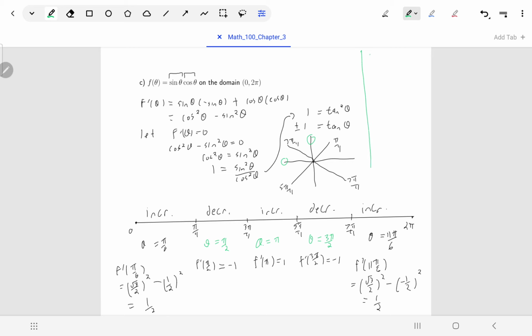If I wanted to write it over here on the side, I could say, where are we increasing? There are 3 different intervals. We've got from 0 to pi over 4. We have from 3 pi over 4 to 5 pi over 4. And then we also have from 7 pi over 4 to 2 pi. And then as far as where are we decreasing, there were 2 intervals for decreasing. One of them was pi over 4 to 3 pi over 4, and then the other one was from 5 pi over 4 to 7 pi over 4.